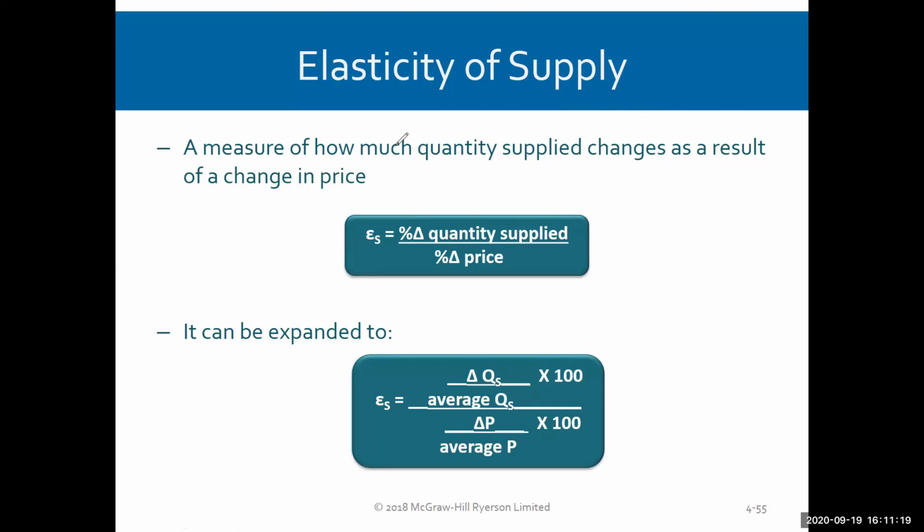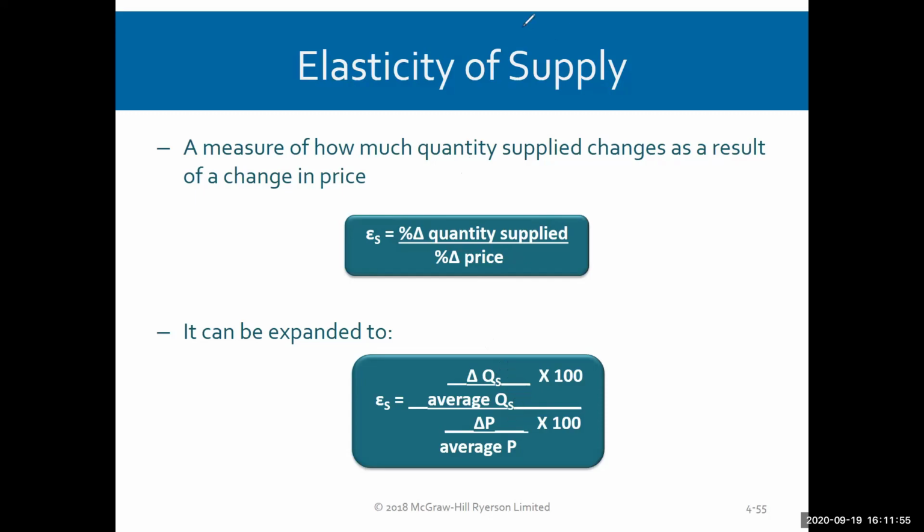So elasticity of supply is a measure of how much quantity supplied changes as a result of a change in price. So we're looking at the ability or the responsiveness of producers to adjust how much they're producing based on price. Remember before we said if price were rising, producers would want to produce more because they make more profit. So let's see how quickly they can do that. We'll measure the responsiveness. So it's the percentage change in quantity supplied over percentage change in price. That's the change in quantity supplied over the average and the change in price over the average.